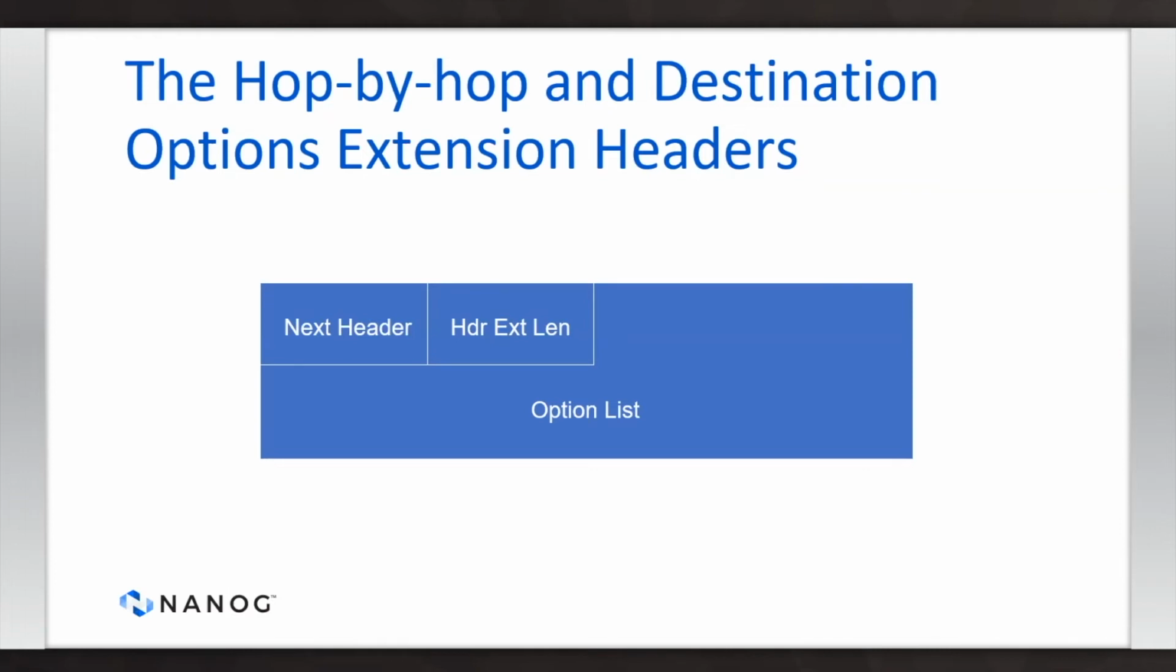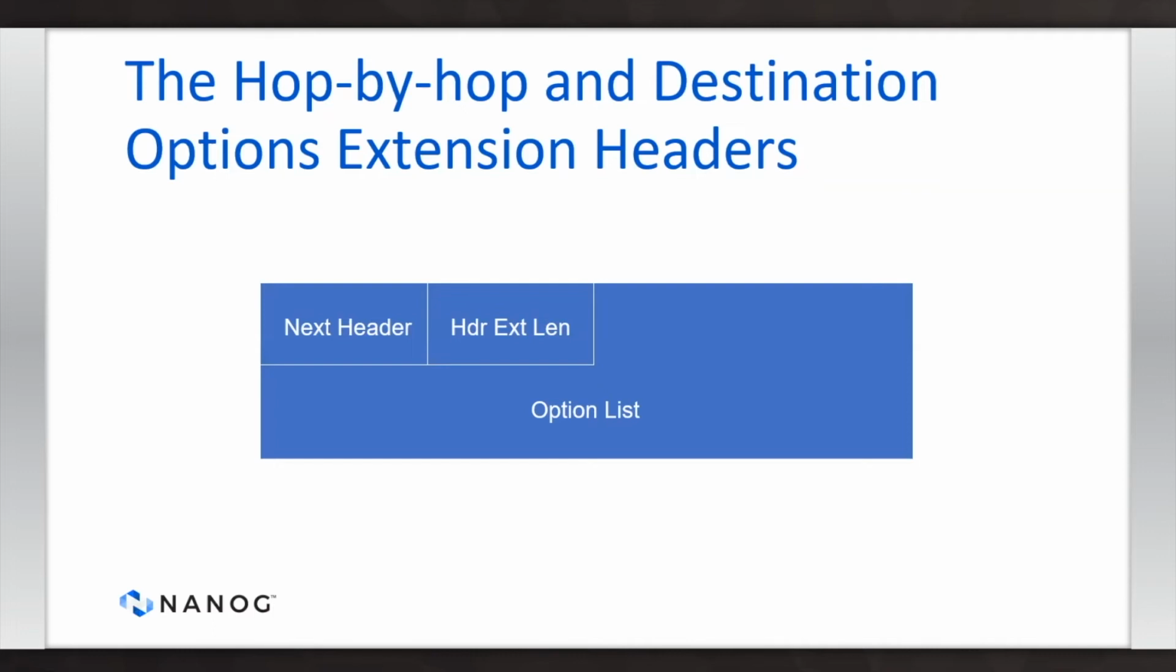Now, what does this option look like? Well, it has a pointer to the next header. It tells you how long it is, and it has a list of options that it carries. Now, the length is computed kind of strangely. The length is the number of 8-byte chunks in the header, including the next header and the extension header length, minus 1. So if you have an 8-byte hop-by-hop extension header, the header extension length will be 0, which is a little bit counterintuitive, but we've all gotten used to it over the years.